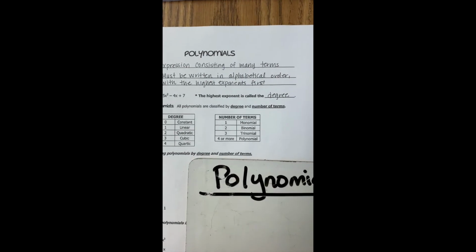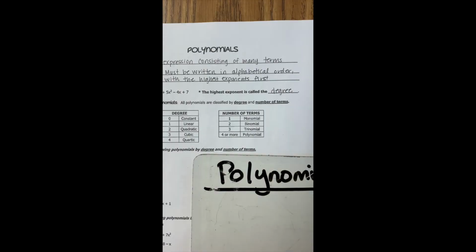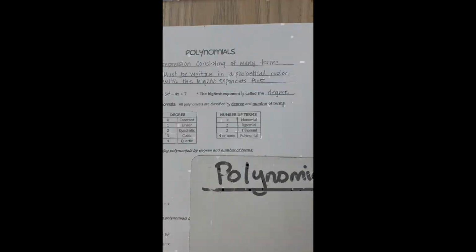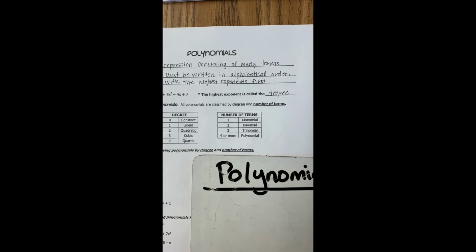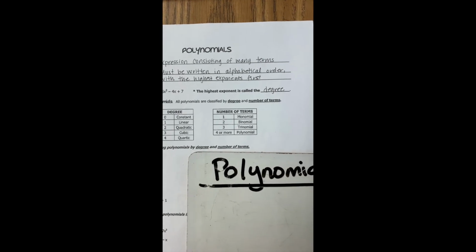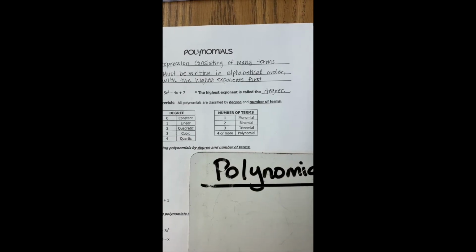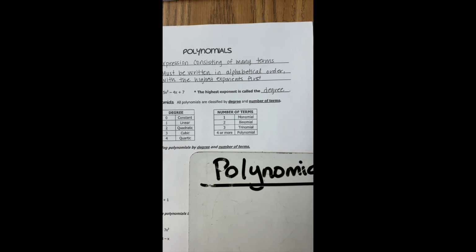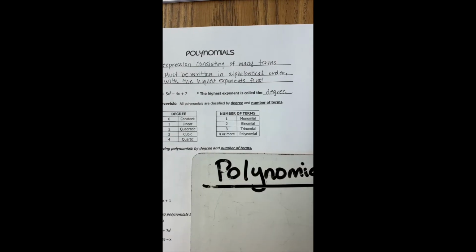Now, the number of terms are the following. If you have one term, it's called a monomial. Two terms is called a binomial. Three terms is a trinomial. Anytime you have four or more, we're going to call it a polynomial.